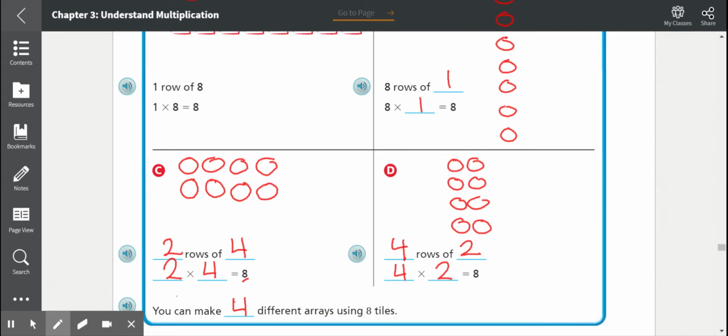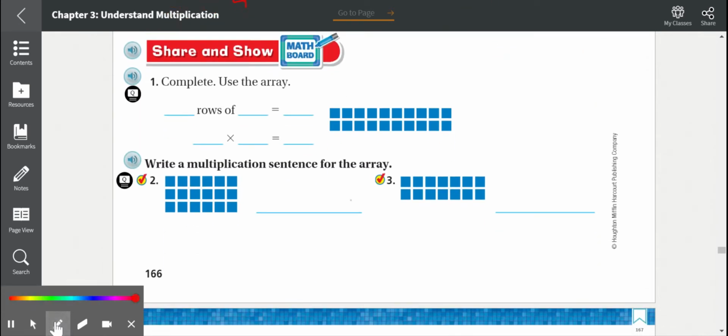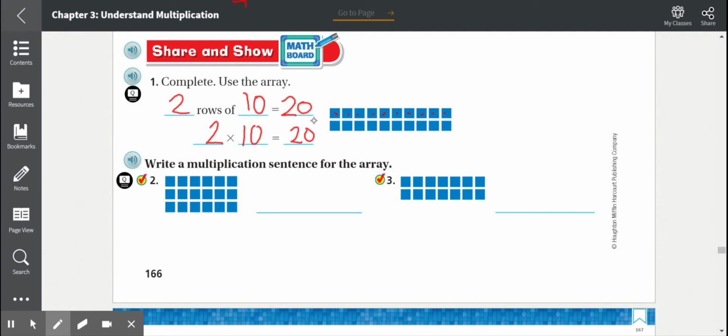Okay, let's keep going. Complete. Use the array. Blank rows of blank equals blank. So start with rows. 1, 2. How many are in each row? 1, 2, 3, 4, 5. Sorry, I lost my count, so I'm going to count again. 1, 2, 3, 4, 5, 6, 7, 8, 9, 10. 2 rows of 10. So if this first one is 10, the next one would be 20. So we know that 2 times 10 equals 20.